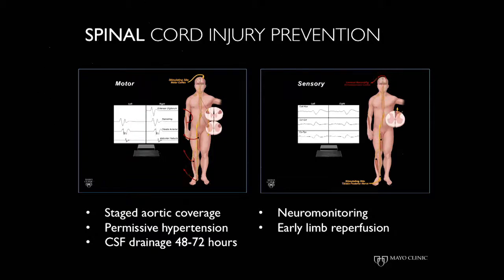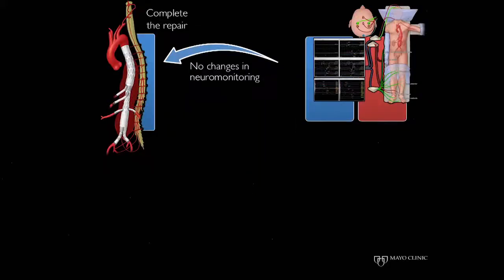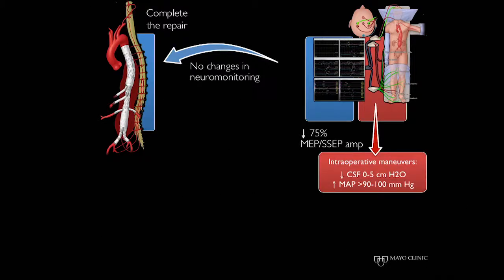This is how we use the information of the neuromonitoring during the case. If the patient has no changes in neuromonitoring, we complete the procedure in the standard fashion. However, if we experience a decline in motor evoked potentials, that triggers specific maneuvers including higher CSF drainage and an increase in the mean arterial pressure. If these maneuvers reverse the changes, we then complete the repair.